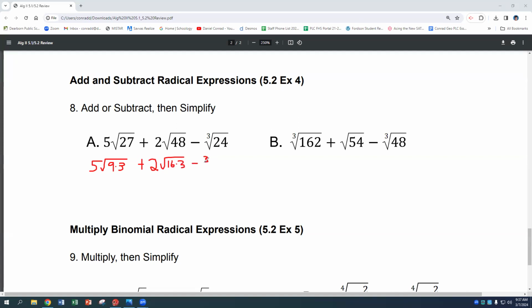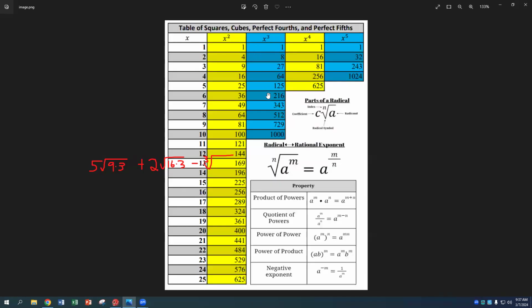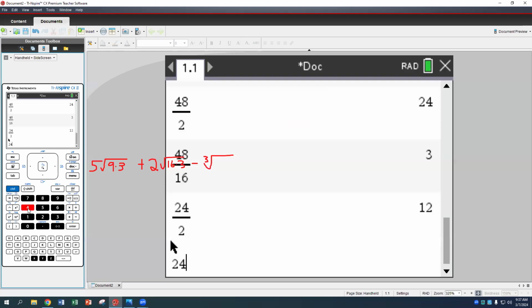Minus cubed root of 24. So again, 24 divided by 2 is 12. This time we're looking at the perfect cube list. So 24 is right here. So the only one below 24 is going to be 8. So let me check and see if 24 divided by 8 gives me a whole number.